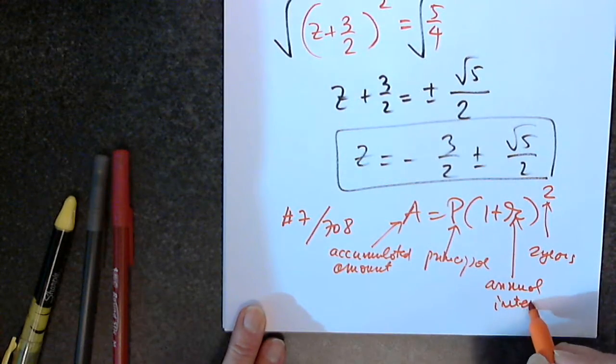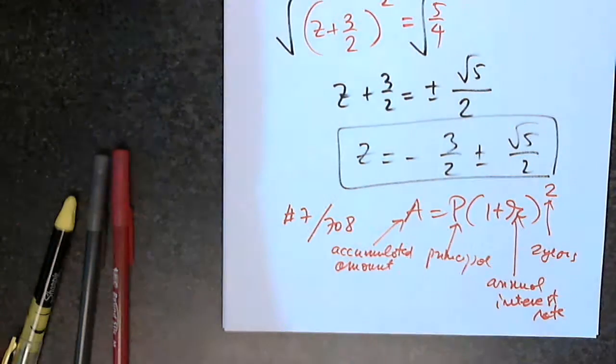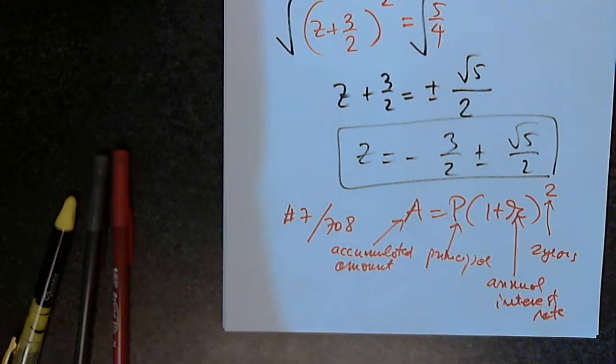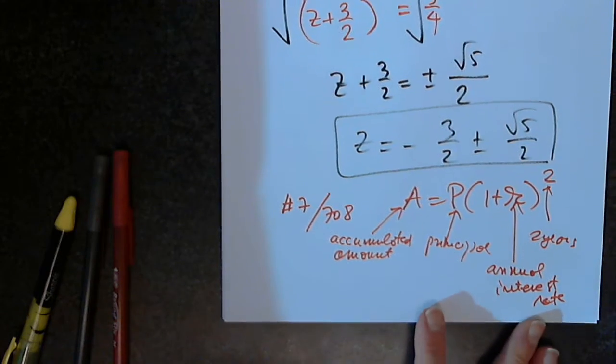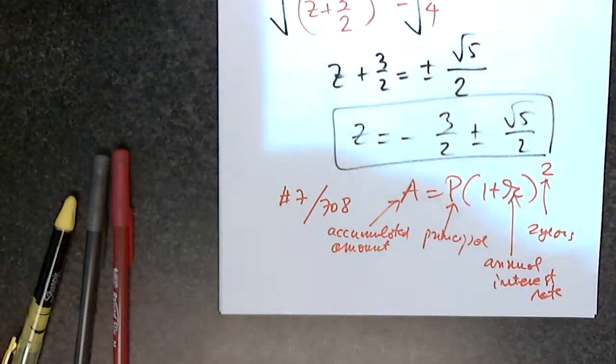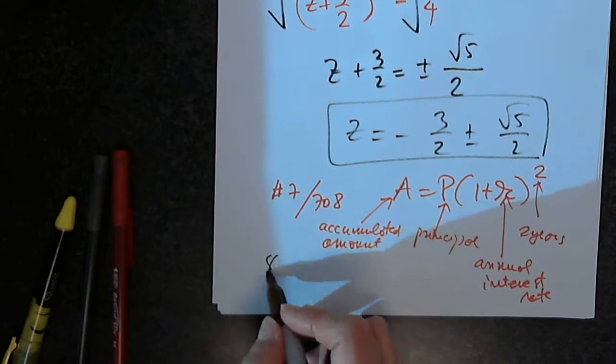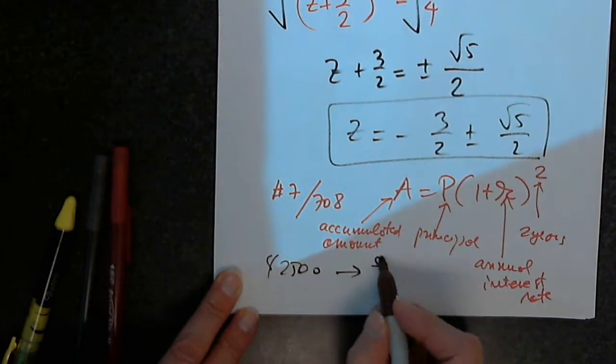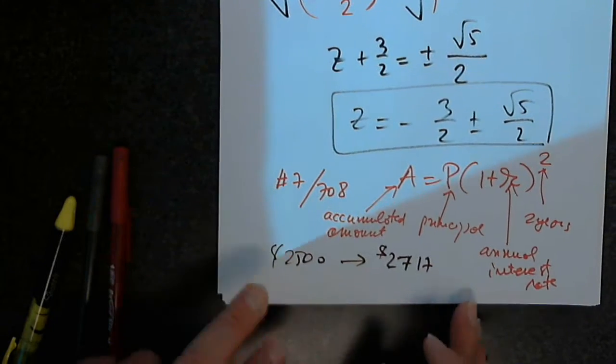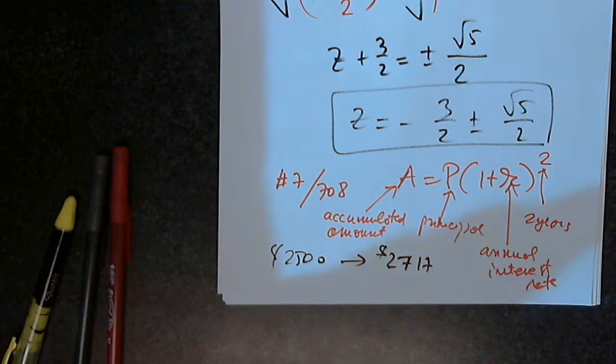Okay, one more time. A is the accumulated value. P is the principal. R is the interest rate. 2 is number of years. So we are given, find interest rate R such that 25,000 increases to 27,717. So 2,500 increases to 2,717 in 2 years. Round the result to the nearest 100%.